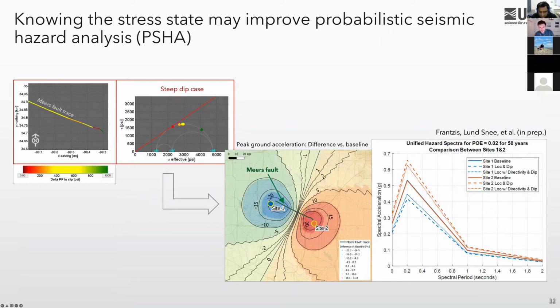And so the dashed and dotted lines here represent site 1 and site 2, accounting for some of that information that you can estimate if you know the stress field. And you can see that there's a substantial difference from baseline in site 1 and site 2 in terms of the amount of shaking you would expect at those locations.